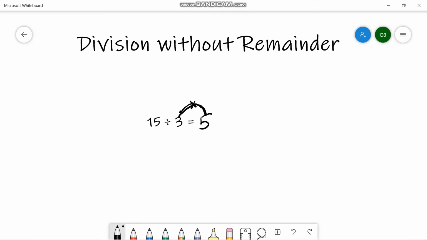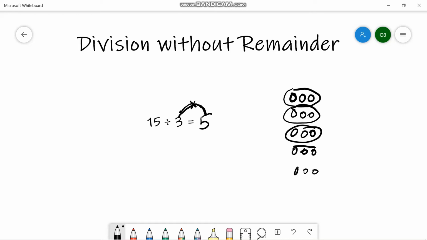Now let's find the answer using an array. We have to make 3 groups up to 15. So let's count. 1, 2, 3, 4, 5, 6, 7, 8, 9, 10, 11, 12, 13, 14, 15. How many groups of 3 are there? I have 1, 2, 3, 4, and 5. So there are 5 groups of 3 in 15.